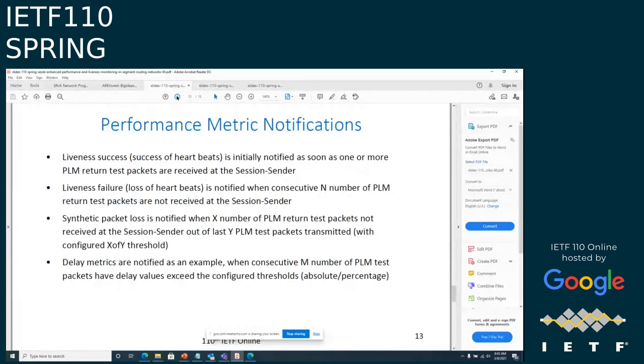So there are various performance metric notifications. There is a liveness success: as soon as the packet comes back, you say the session is up. When consecutive n number of packets drop, then the session is down. There is a synthetic packet loss defined when X number of packets are not received out of Y. There is a delay metric notified when some m number of packets exceed the delay. So these are all provisional parameters and examples. And next slide, please.